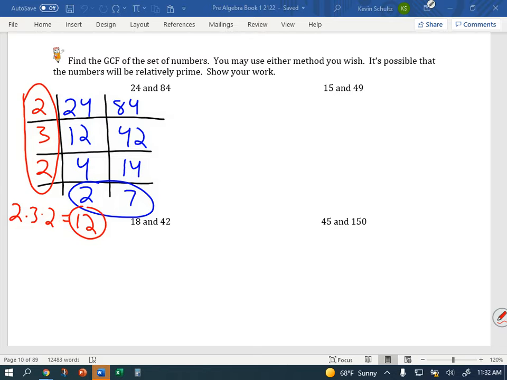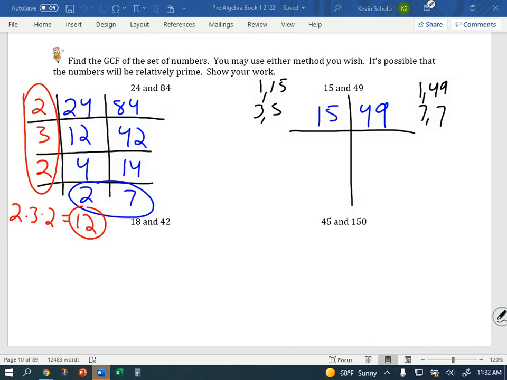Looking then over at 15 and 49, what did you find when working with 15 and 49 and trying to find that greatest common factor? Haley? Yeah. And maybe that's pretty easy to see with that listing method. If you list the factors of 49, you really only have 1 and 49 and 7 and 7. Then with 15, you've got 1 and 15 and 3 and 5. That's it. The greatest common factor ends up being 1.